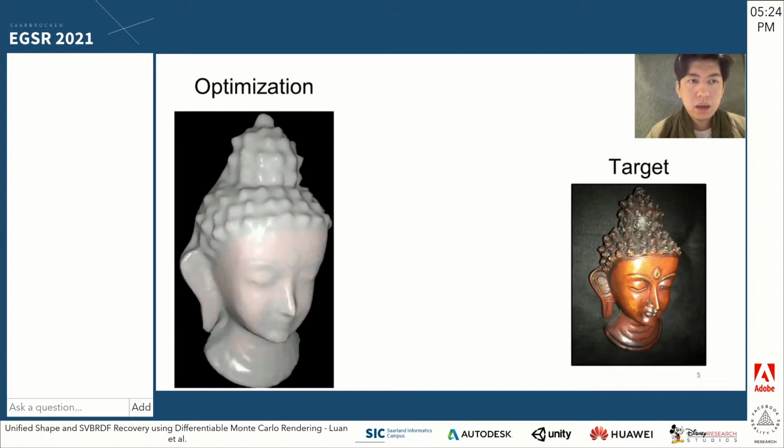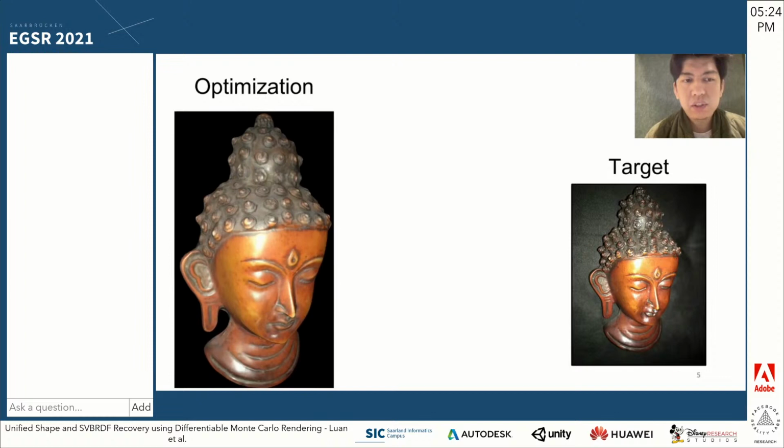Here we show on the left the optimization animation of each iteration, and on the right the target photo for this particular view. You can see that our pipeline jointly optimizes the geometry and also recovers its spatially varying BRDF.